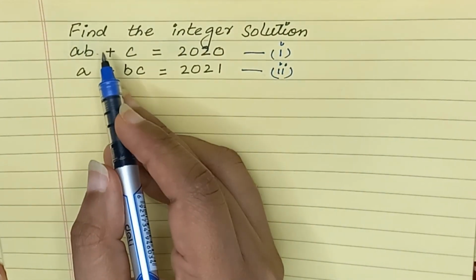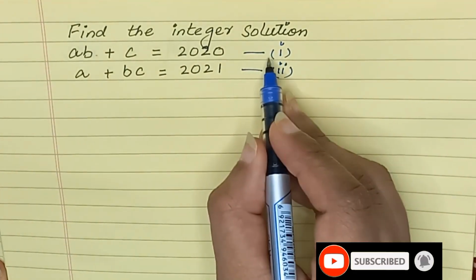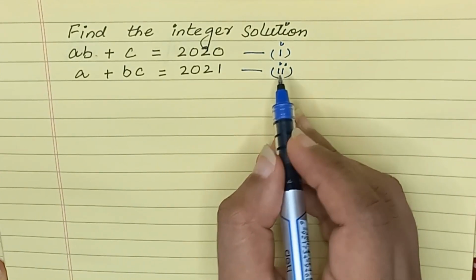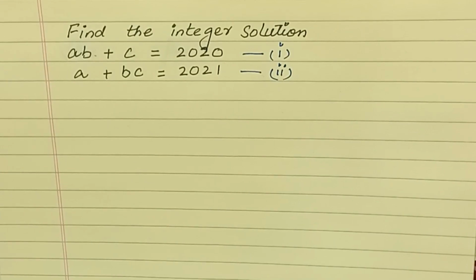Today we have a question, find the integer solution. We have two equations, and we will name them equation 1 and equation 2, to find the values of these unknown variables a, b and c.